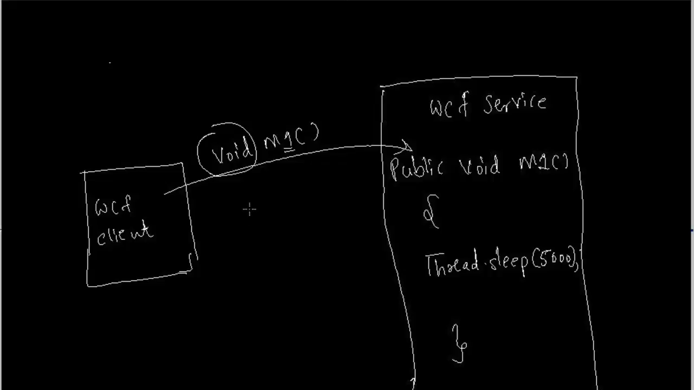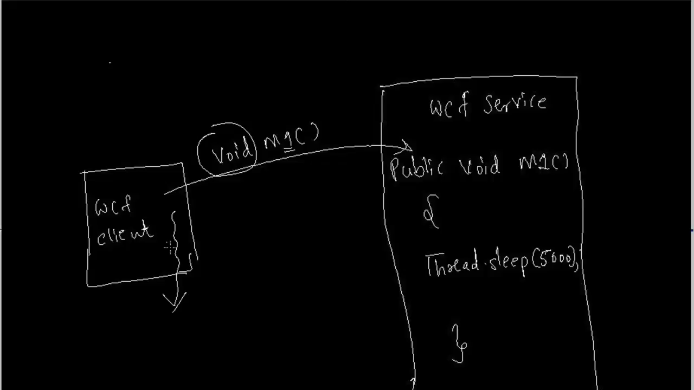In one-way contract, what happens is the WCF client makes a call to the method M1 and basically he starts executing ahead his code, and he doesn't wait for the method M1 to come back because there is nothing expected from method M1. But in many scenarios, probably this fire and forget or the one-way contract will not suit.